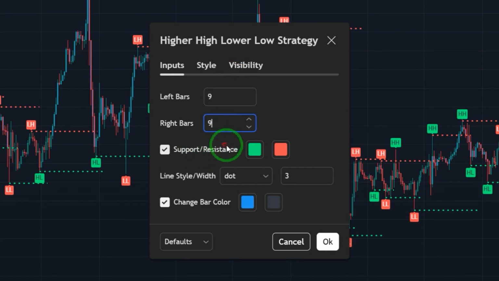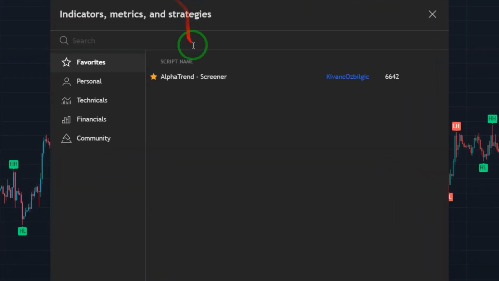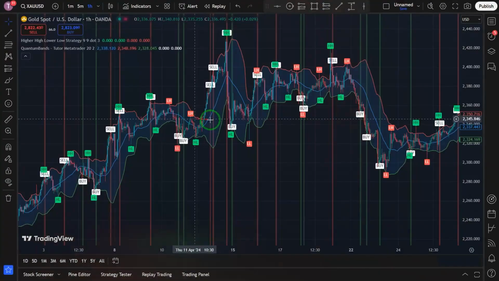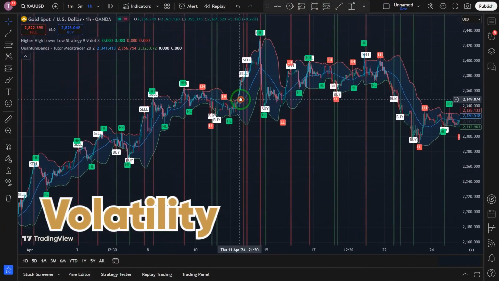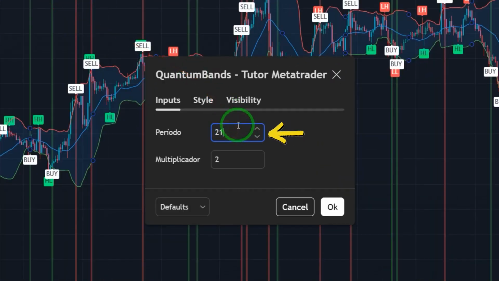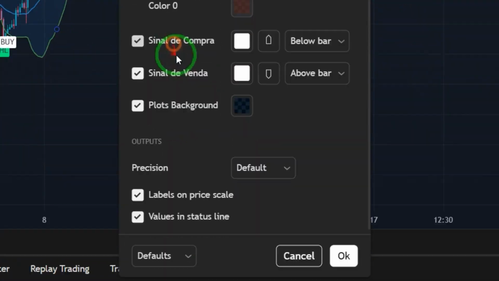We also turn off automatic support and resistance lines to keep the chart clean and easy to read. A cluttered chart leads to cluttered decisions, so we're keeping things crisp and focused. Next, we add the quantum bands indicator, which is a variation of Bollinger Bands. It's a powerful tool that helps us gauge volatility and momentum. So go to its settings and change the period to 21 for optimal sensitivity. Then turn off the background color and signals to keep the chart neat.